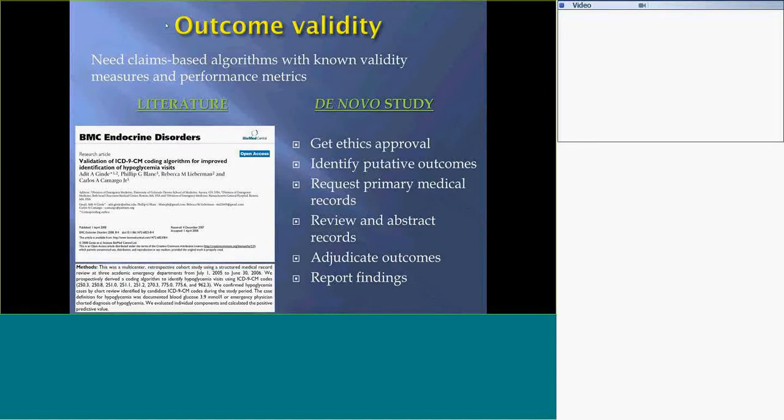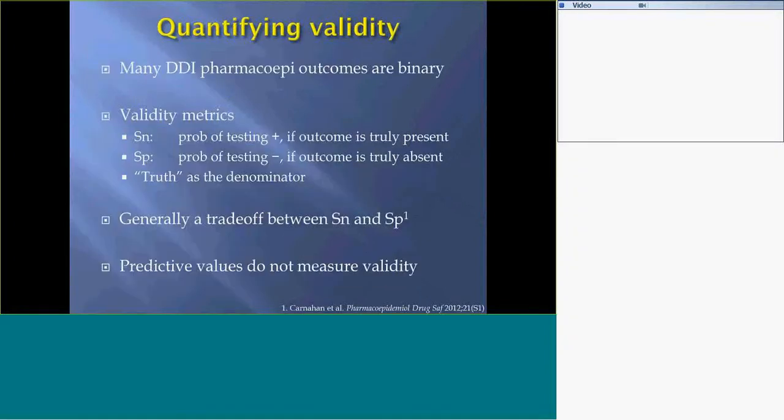And this involves getting ethics approval, identifying putative outcomes based on codes in your data, then going and getting medical records corresponding to those claims, reviewing and abstracting those records, having experts, in particular physicians, adjudicate those outcomes, and then reporting findings. And then after you do that, you end up quantifying the validity. So hopefully you can point to the literature and have this information at hand, but if not, you're conducting, as I said, a de novo study.